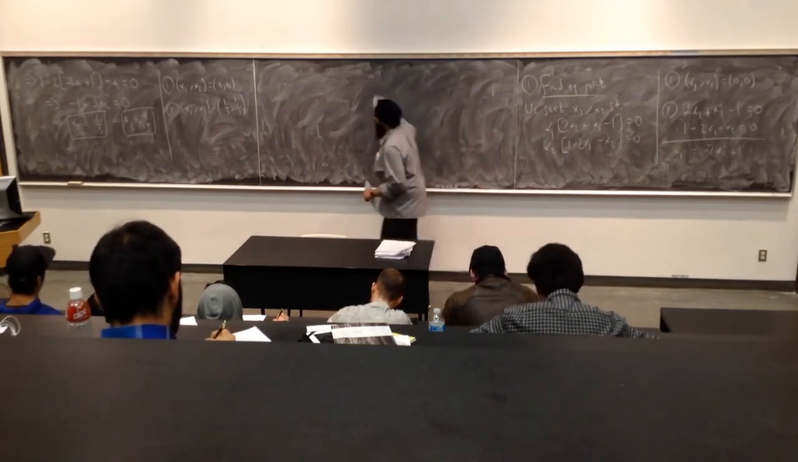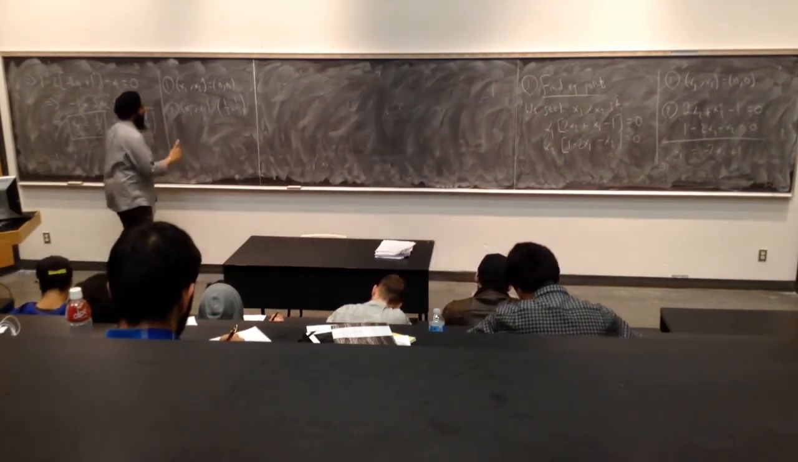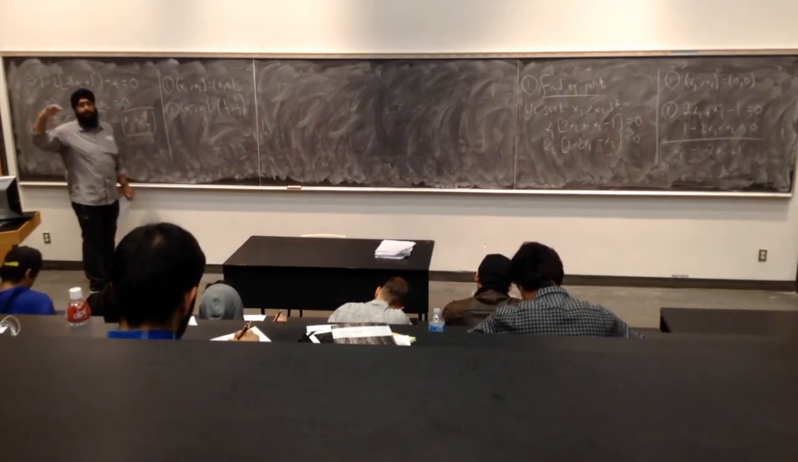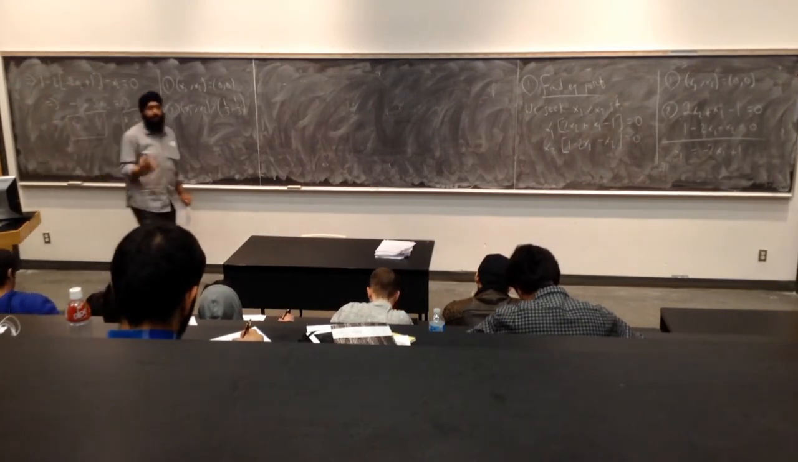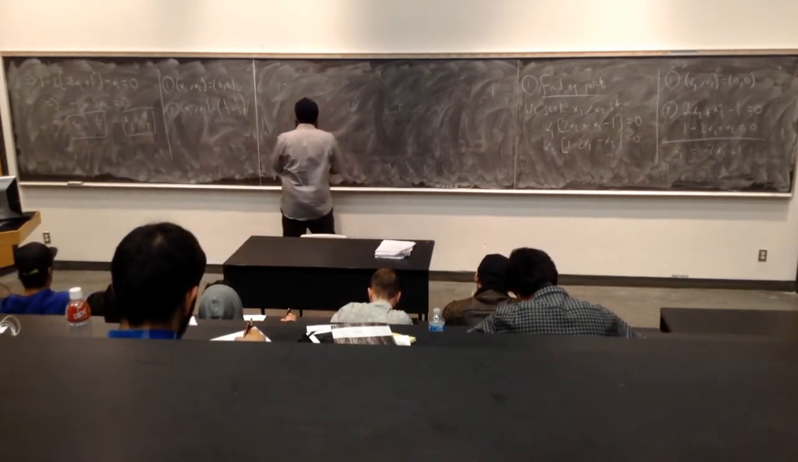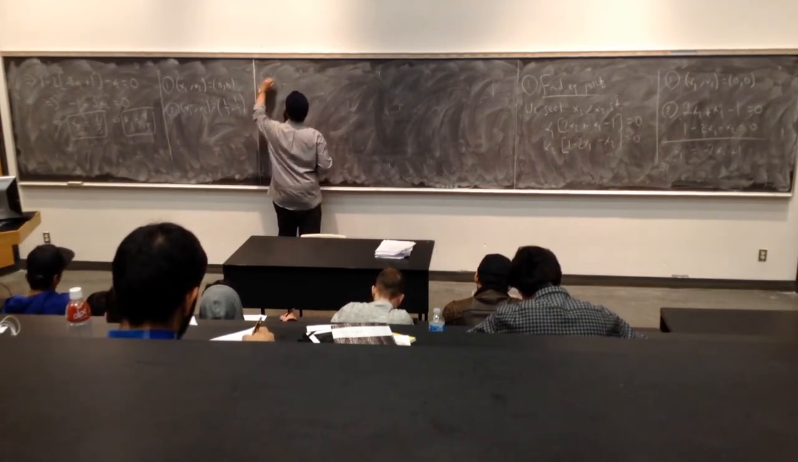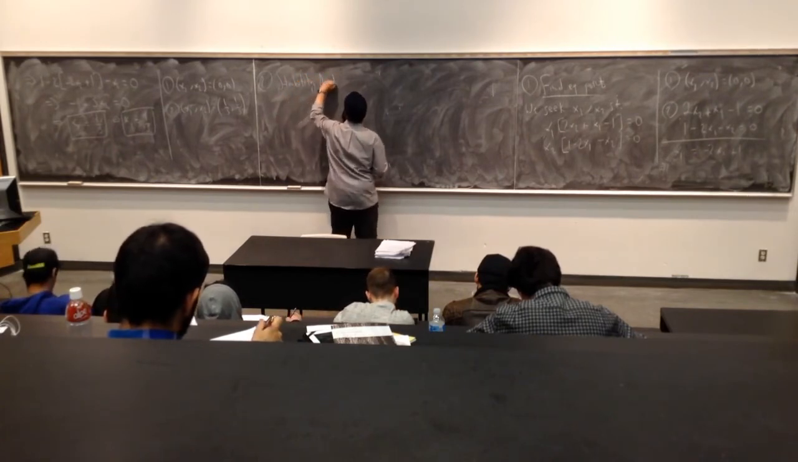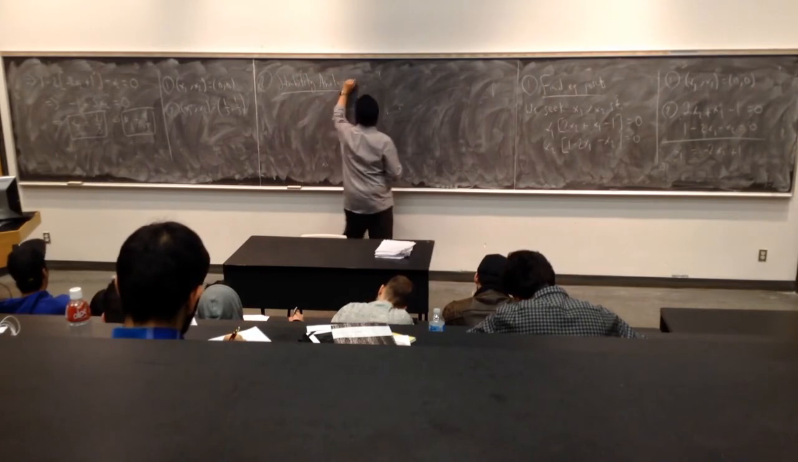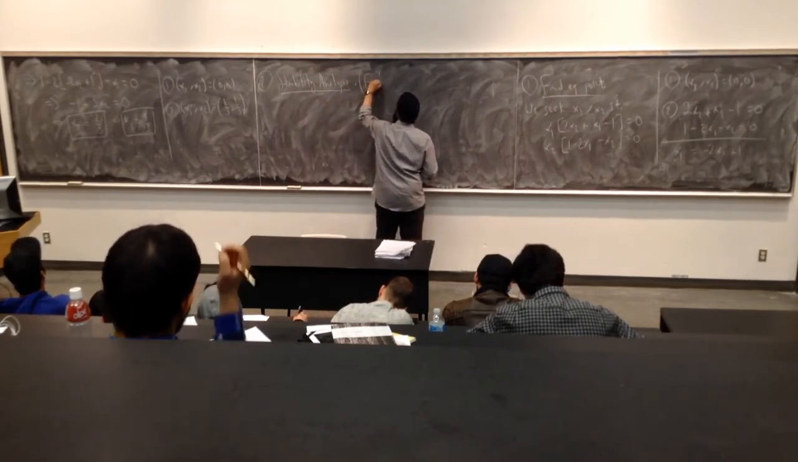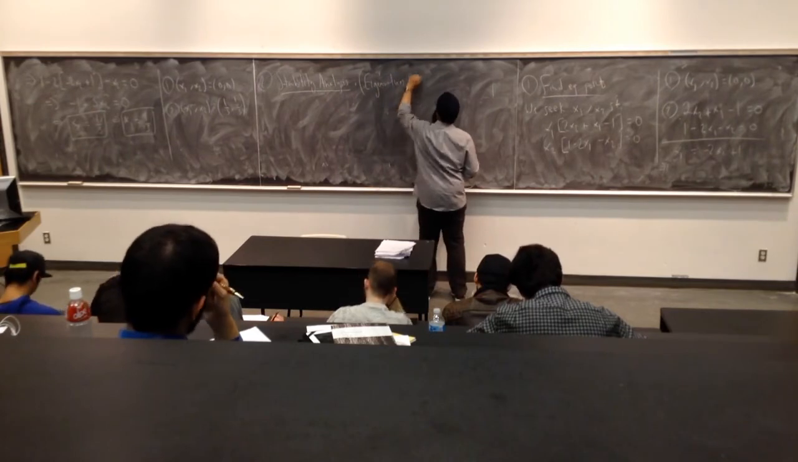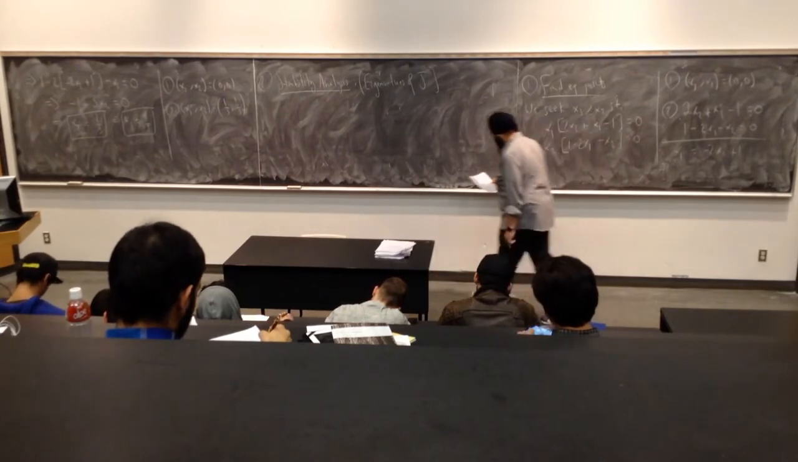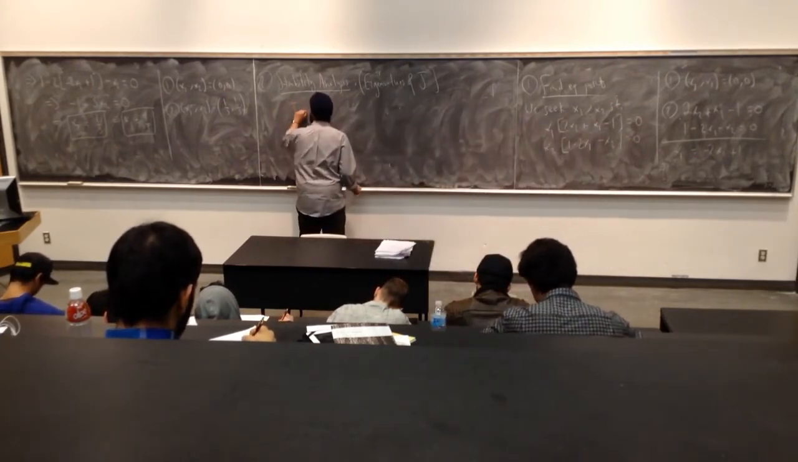So step one is to find the equilibrium point. Step two is to determine the stability properties of each equilibrium point. But that depends on the eigenvalues of the Jacobian. So I need the Jacobian. So step two is the stability analysis. But that just means, in other words, eigenvalues of the Jacobian. All right. So what is the Jacobian matrix, if you remember?